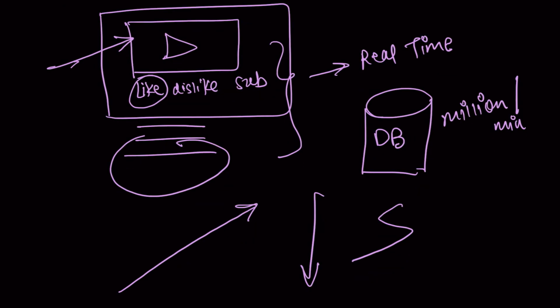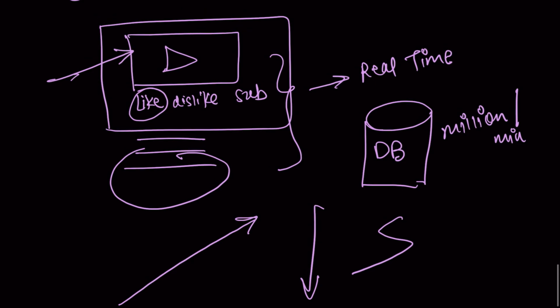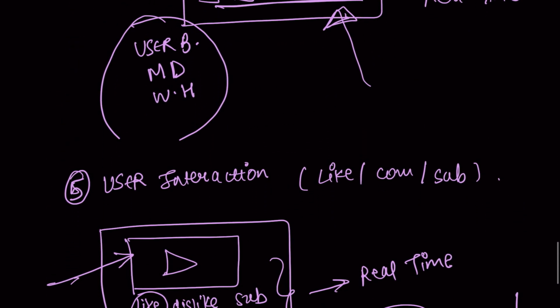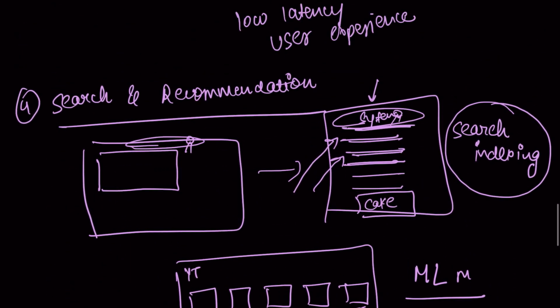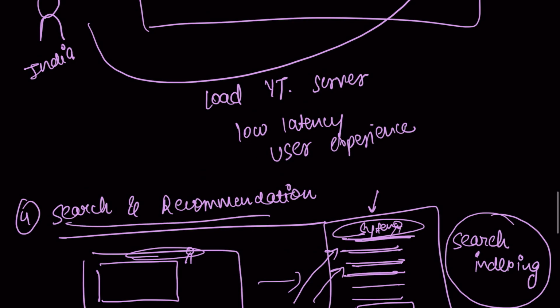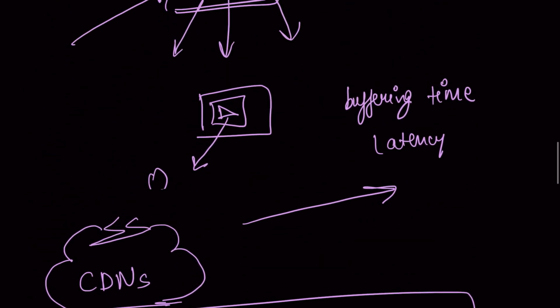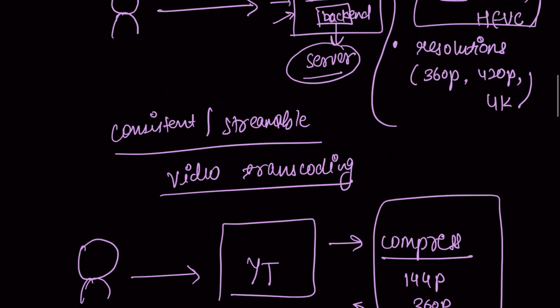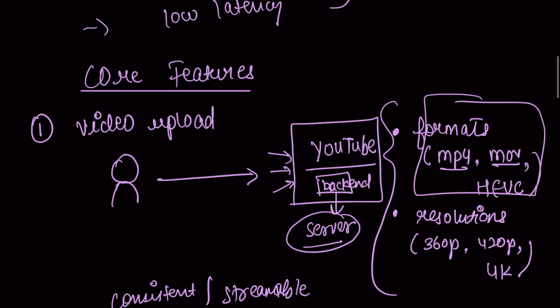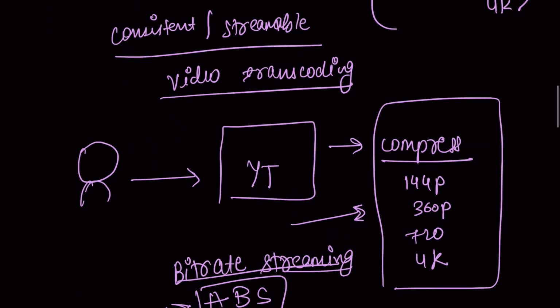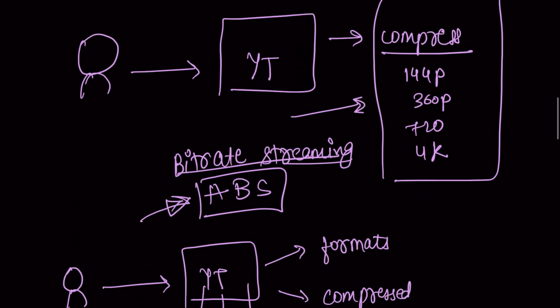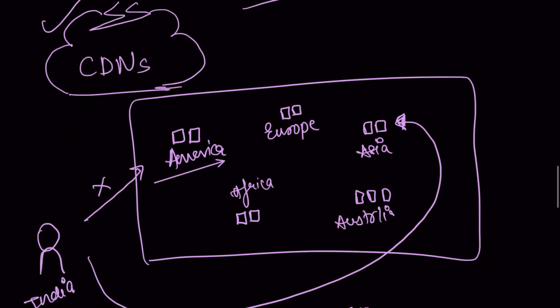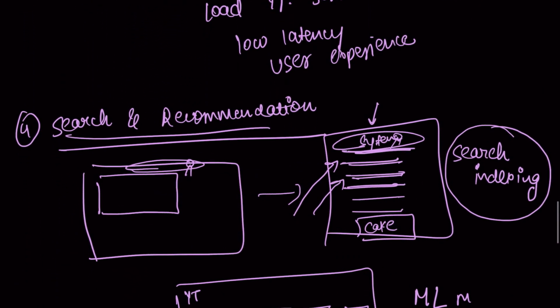And before we move ahead, I'm just going to tell you one thing: in this video we are not going to particularly talk about user interaction or about search and recommendation. Yes, we are going to talk about the CDNs, we are going to talk about video streaming, adaptive bitrate streaming, and we are also going to talk about video upload. But we are not going to talk about user interaction and search and recommendation in this video.